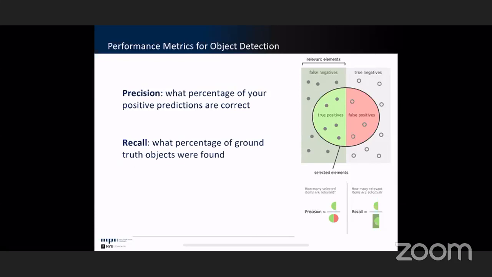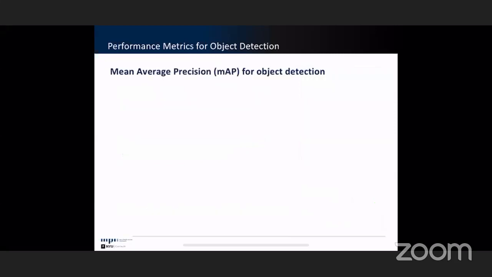So this was precision and recall. And if these two are clear, then let's look at MAP. So why should we not be satisfied with 100% precision or recall? Because in isolation, they can be misleading. Okay. So then let's quickly talk about mean average precision for object detection.